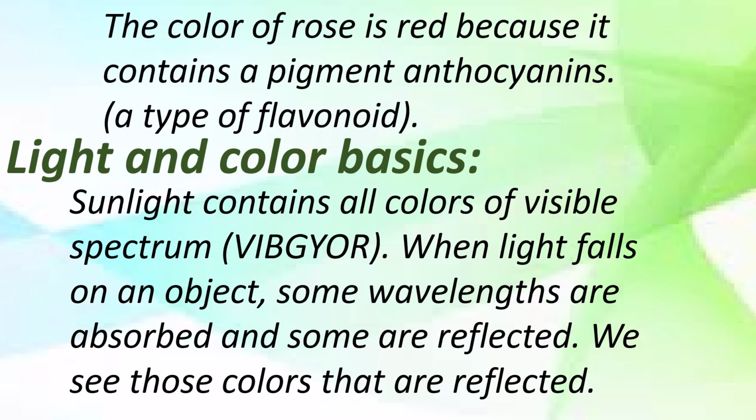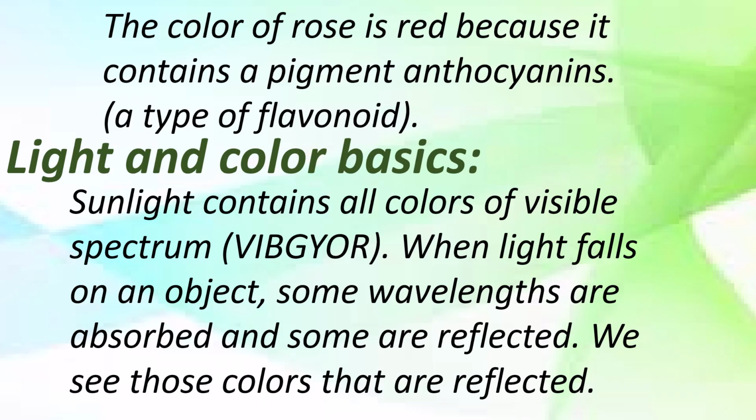Color of rose is red because it contains a pigment anthocyanins, a type of flavonoid. Flavonoids are actually polyphenols. Anthocyanin is a pigment found in rose. It gives color to fruits and flowers. It helps in attracting pollinators. Flavonoids protect plant from harmful UV radiation of sun.